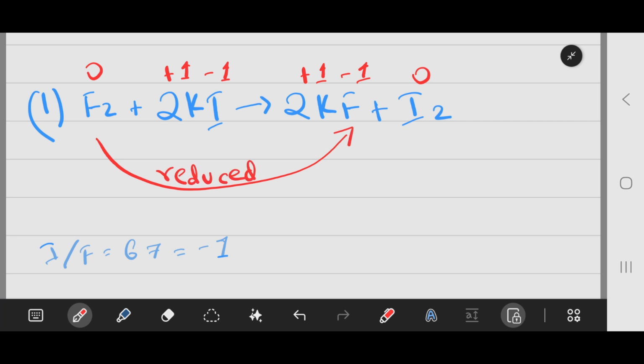Fluorine is reduced. Moving on to potassium, it's a +1 over here and a +1 over here. So potassium remains unchanged throughout the reaction, so it is neither undergoing oxidation nor reduction. So we'll just leave potassium as it is. As for iodine, it's going from a -1 to a 0, so it's increasing. So oxidation number is increasing, so we can say that it is being oxidized. Iodine is being oxidized. I hope that's very clear.